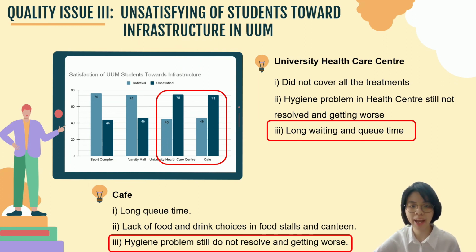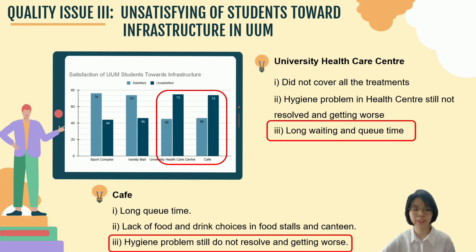For the cafe in UUM, there are three common problems listed in the survey, which are the long queue time, lack of food and drinks choice in the food store and canteens, and hygiene problems that still do not get solved and are getting worse. There are about 110 out of 120 students, which is 91.7%, who approve that the issue of long waiting and queue time is the reason why they are not satisfied with the cafe in the UUM. To enhance this problem, the food store and canteen operators should make sure that all the food is prepared in clean methods, and they should make sure the food stores and canteens follow the rules and standards of food preparation so that students may not get the risk of food poisoning.